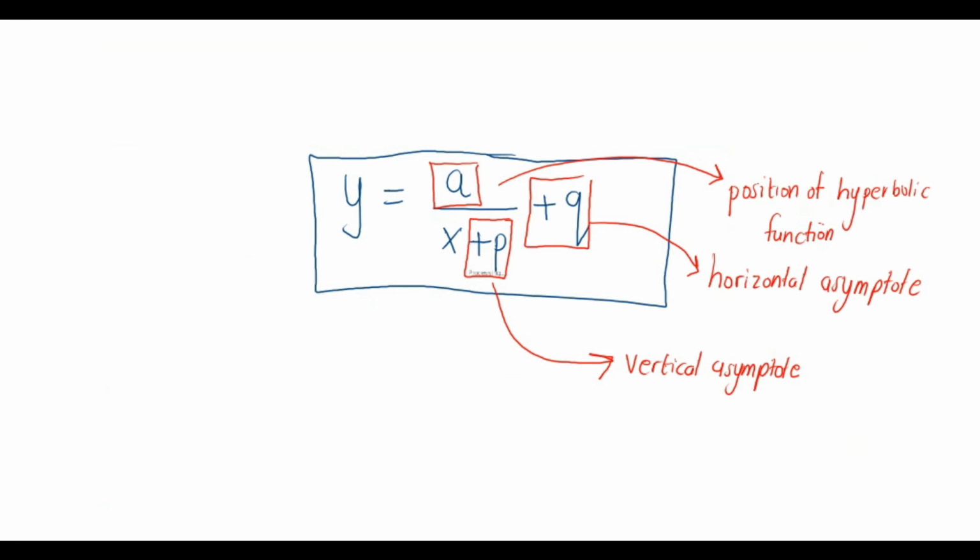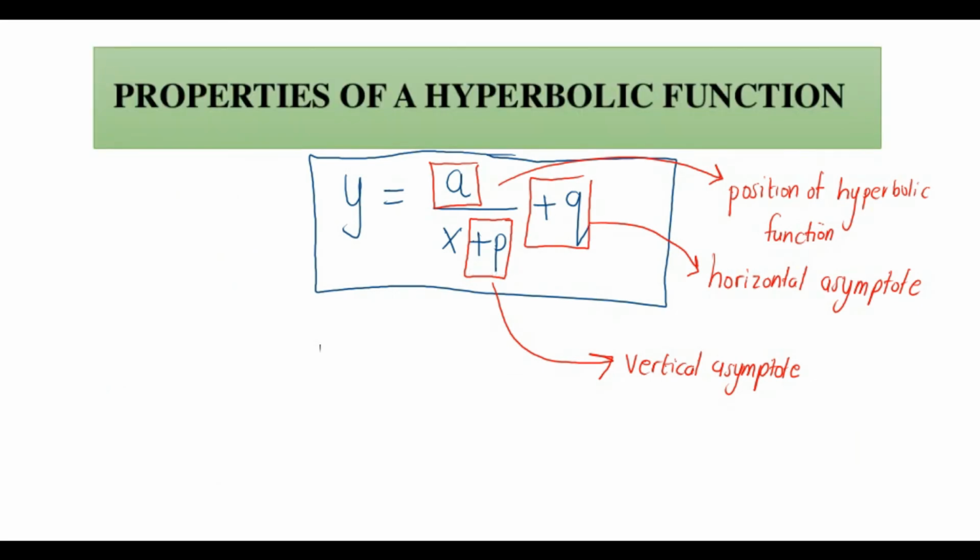So the main aim of this video, guys, is to show you, firstly, that a hyperbolic function is given in the form of y equals a over x plus p, plus q, right? Even when your function is not given in this form, but in the form of y equals a over x, you need to remember that there's actually an invisible 0 there, which stands for the p and the q, right?